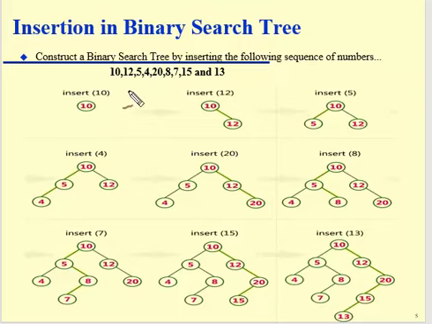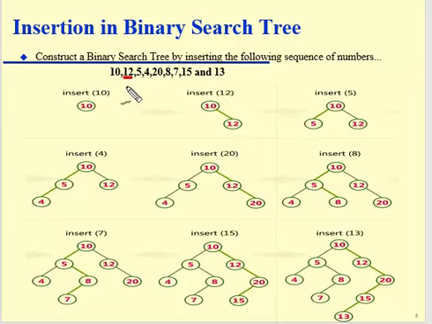So there is nothing to be done. Next is your 12. Okay. Now you have to insert 12. Start comparing from the root node. Whenever you have to insert in a binary search tree, you have to start from the root node. Then only you can reach to that particular location where you have to insert this particular number 12.